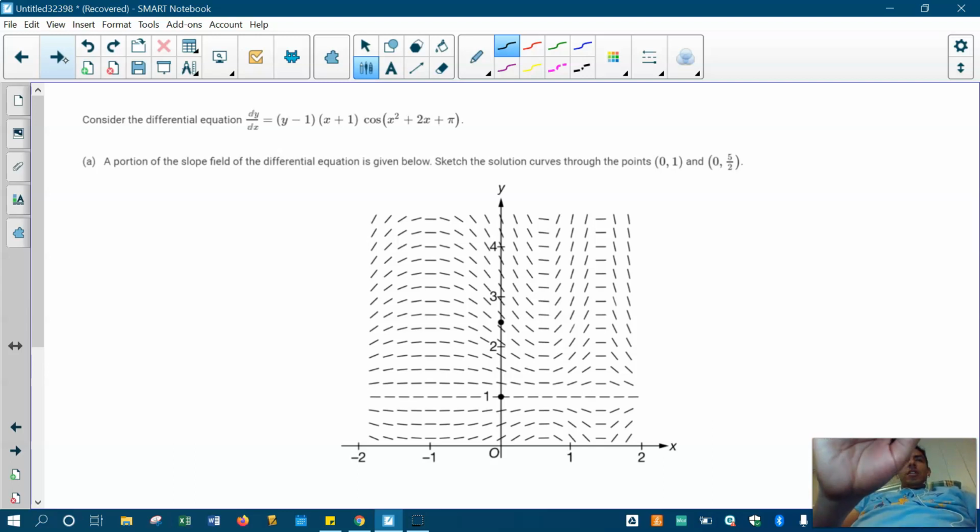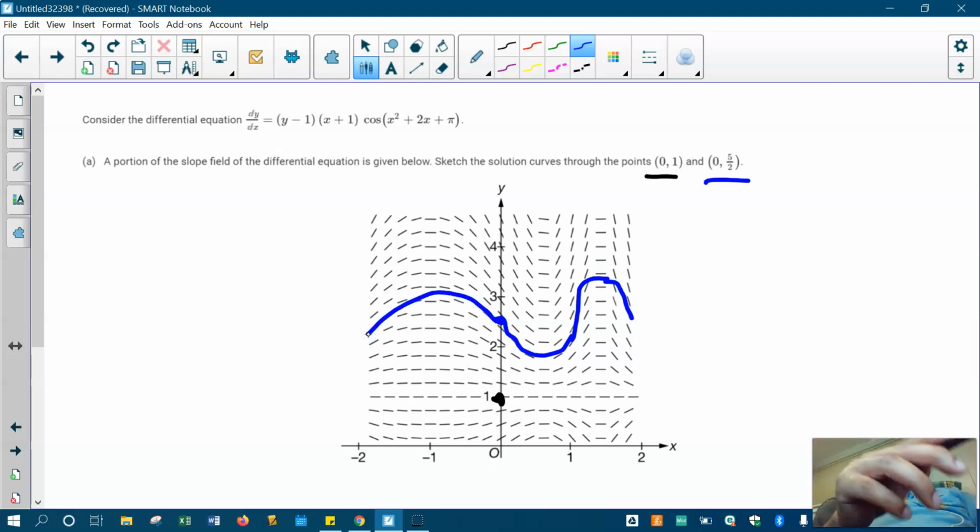Okay, holy moly, that's a lot of work. Okay, let's go ahead and do some sketching. So here's 0, 1. I have to just follow the curves here. Oh, that's weird. Alright, I'm going to skip that one. I'm going to go 0, 5 over 2 first, because that looks way easier to graph. Let's see, it looks like it just goes down here. It looks like it goes up. And it looks like it curves. And then it looks like it just drops. And it looks like it goes like this. Yeah, something like that.